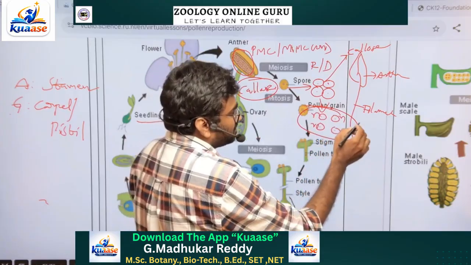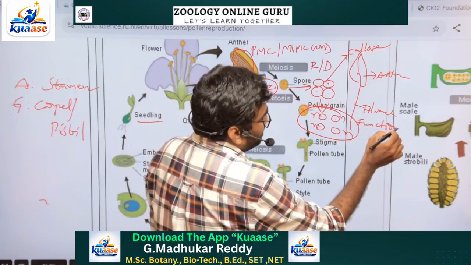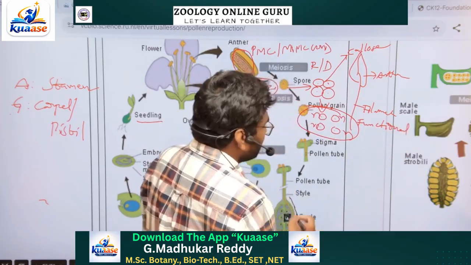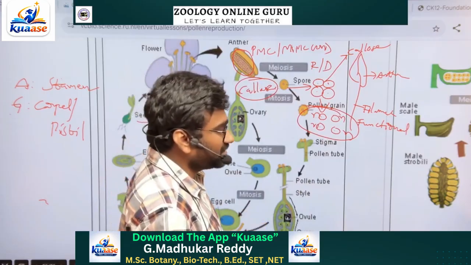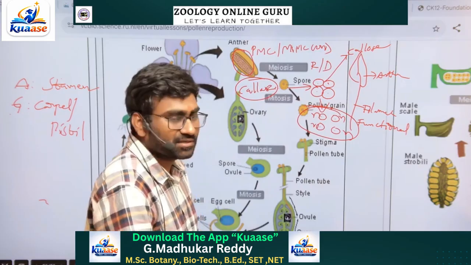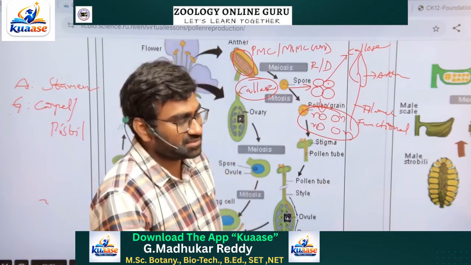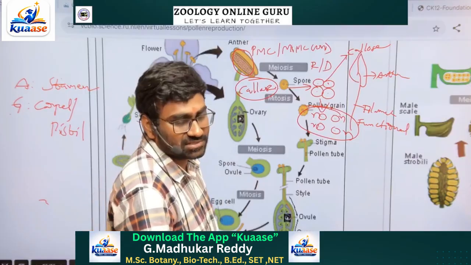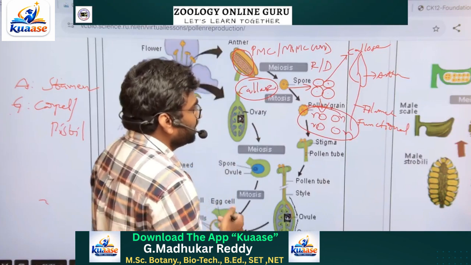Here all the microspores are functional, all are potential. Every microspore can give rise to a male gametophyte, which carries the male gametes, which is important for the fertilization process, right.